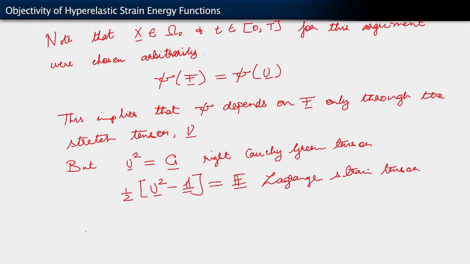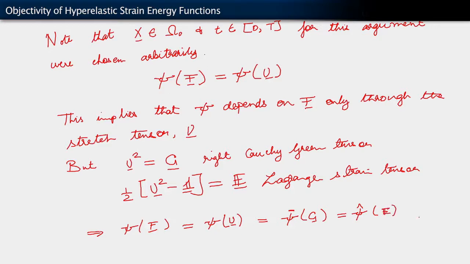So we've seen that this little argument we've carried out essentially implies that our strain energy function, which we agreed for a hyperelastic material must depend upon F, can depend upon F only through its stretch tensor U. But then if it depends upon U, we can equivalently write it, because once we have U, we uniquely have C. We can always write it as some other function, which I've denoted as psi bar, depending upon C. Or we can write it as yet another function, I will denote it as psi hat, function of E.